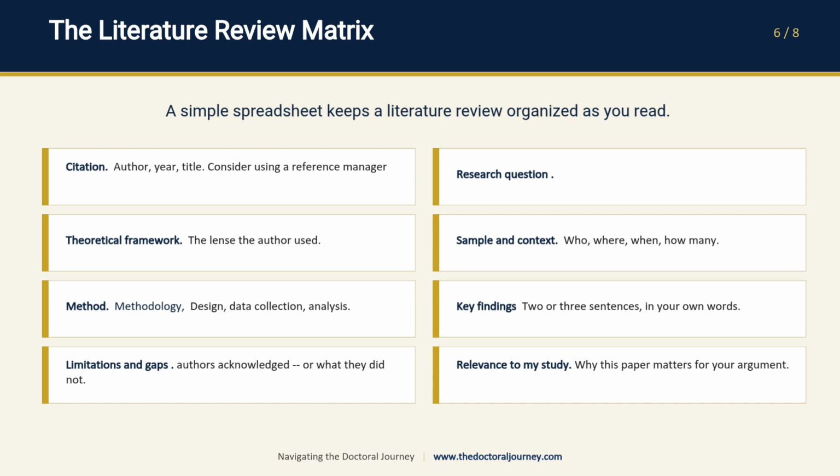Key findings. 2 or 3 sentences in your own words. Limitations and gaps. What did the authors acknowledge and what did they not? Relevance to your study. Why this article matters for your argument. By the time you have filled in this matrix for 30 or 40 papers, the themes of your review will be visible in the columns themselves.